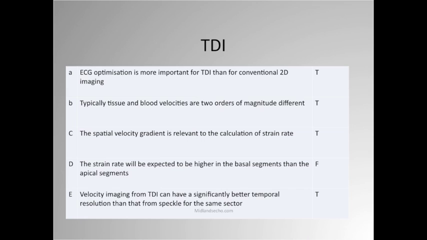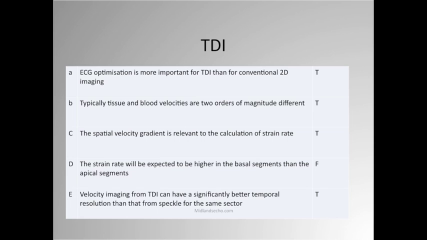The strain rate will be expected to be higher in the basal segments than the apical segments. That's false. Remember, what's different between the segments, say, of the septum is that the apical septum is fixed to the chest wall, so it's got lower velocities, but the strain and the strain rate, which is how much each segment contracts by and how quickly it does so, should be the same for each segment.